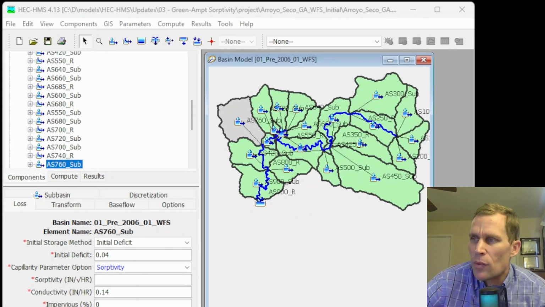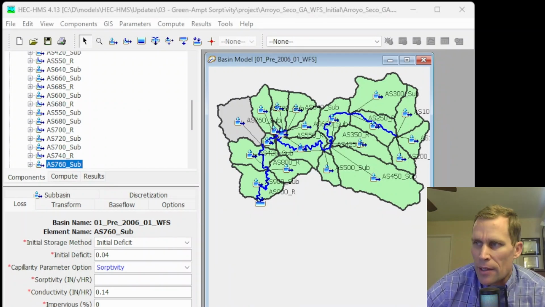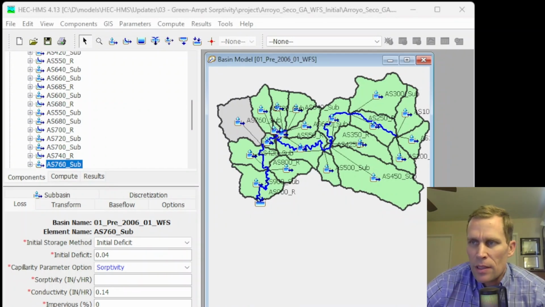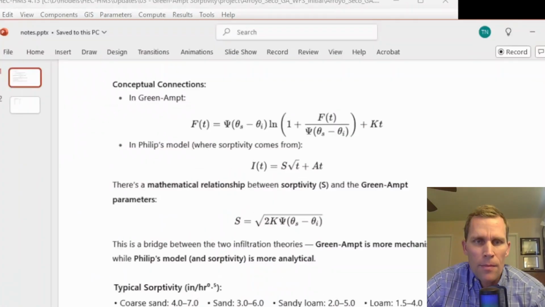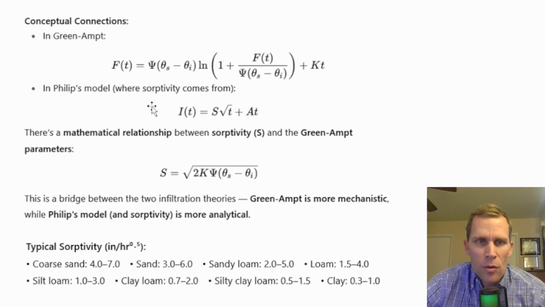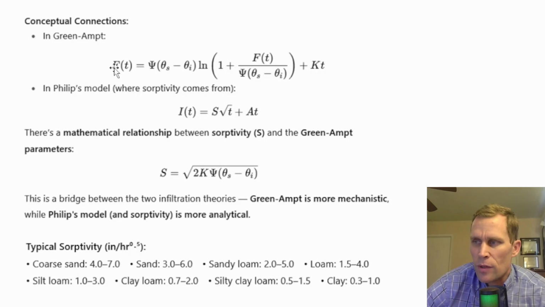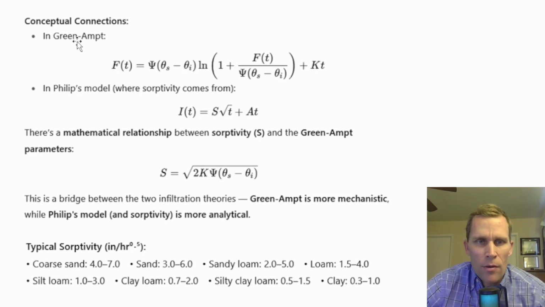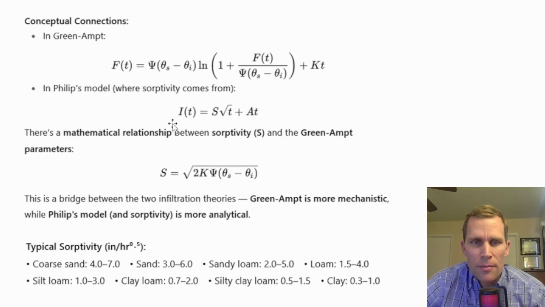Sorptivity is defined as the rate at which water is absorbed into dry soil due to capillary action, expressed in units of length per square root of time. This is especially useful at the early stages of infiltration prior to saturation or ponding. All right, up on the screen here, I've got some equations. So what we have is the cumulative infiltration depth at time t for Green-Ampt, and then also the Phillips model, which uses sorptivity. This capital S is the sorptivity. And then you've probably seen all these other parameters before.